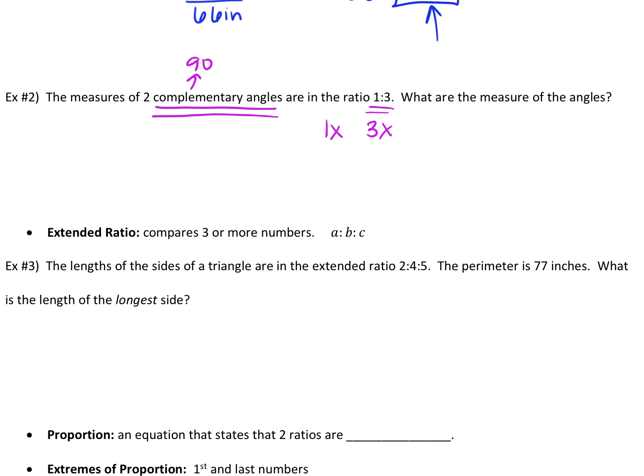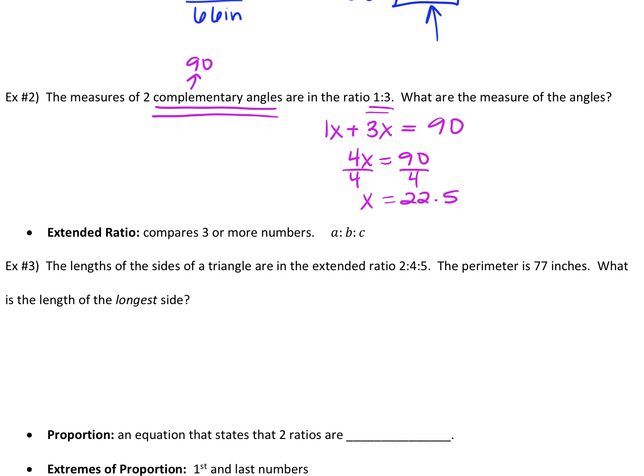So in that setup, if I'm saying it's two angles that are complementary, one of them's 1x and one is 3x, what do I have to do with the 1x and the 3x? Plus. Yeah, add them. We're going to add them together and set them equal to what? 90. So we get 4x equals 90. We divide that by 4, and x comes out to 22.5.